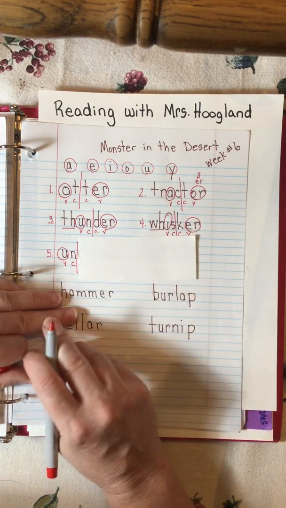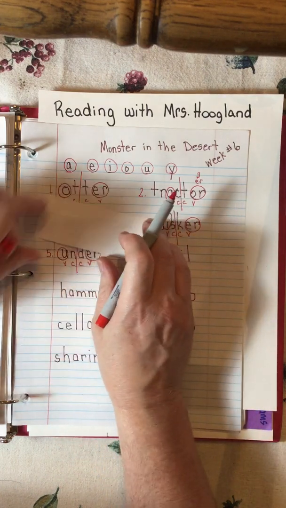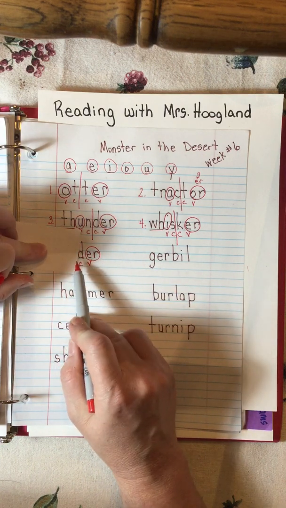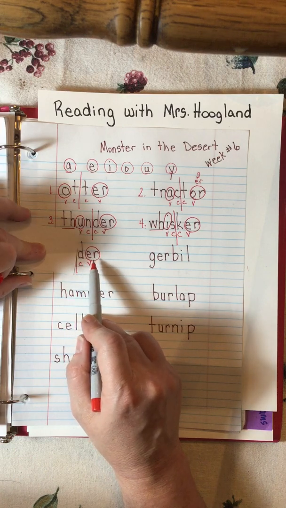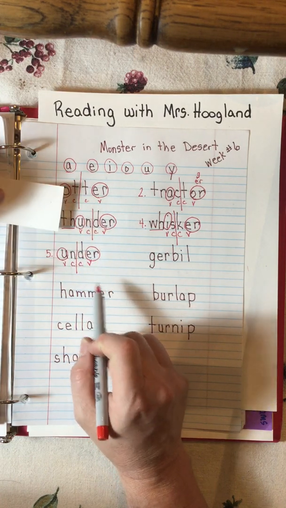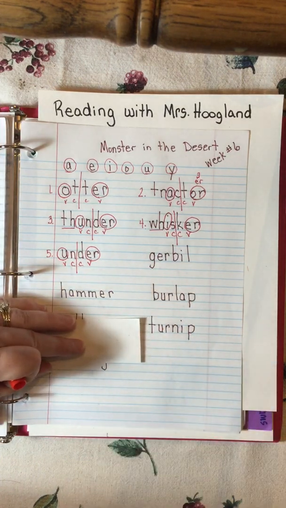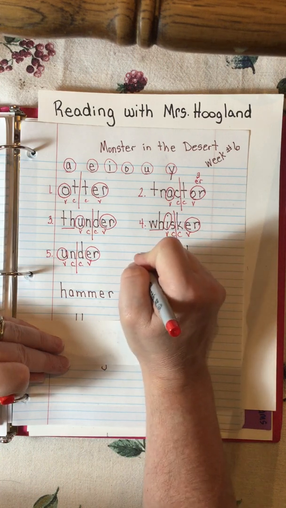Now, we have a closed syllable. Un. Second part of the word. Und. Undar, or undor. It's under. Yes, absolutely. It is one of our bears. Under. Under. Have you ever been under something? Okay, good.